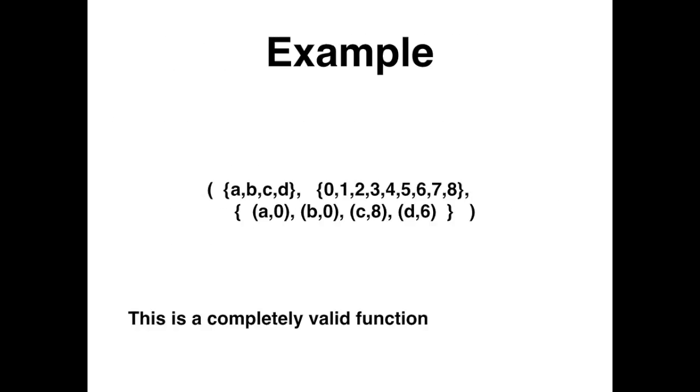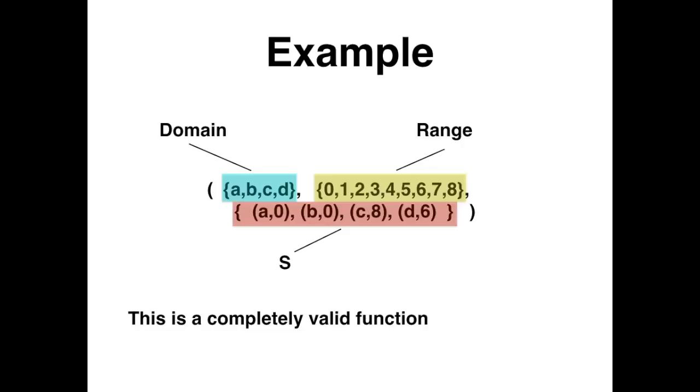Here's an example function. The domain is the set of four letters a, b, c, d. The range is the set of natural numbers between 0 and 8. And S is a set of pairs. Note that there is one pair for each element in the domain. However, not every element in the range is included in a pair in S. And so this is a completely valid function. For each element in the domain, we get an element in the range.